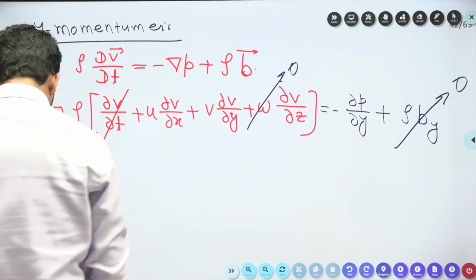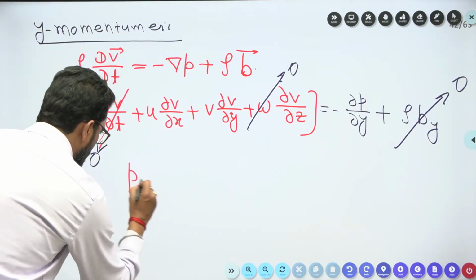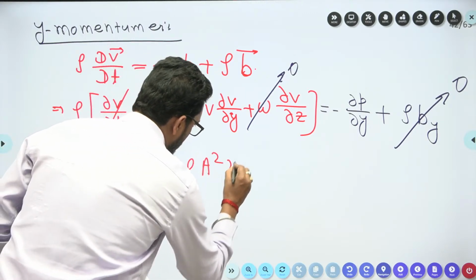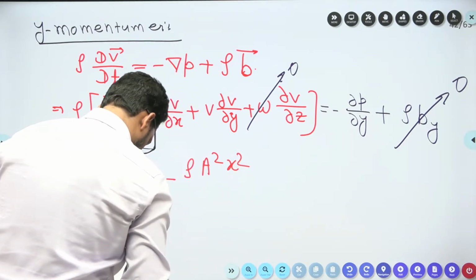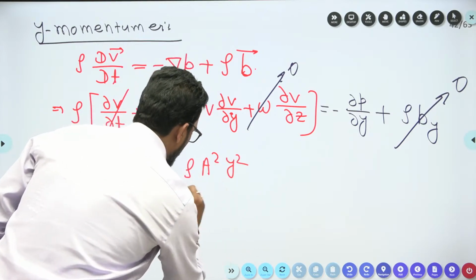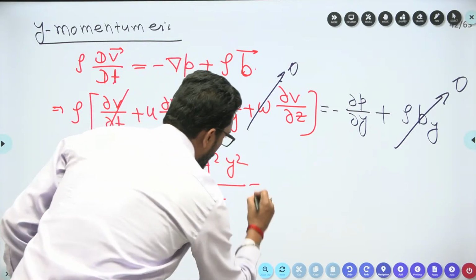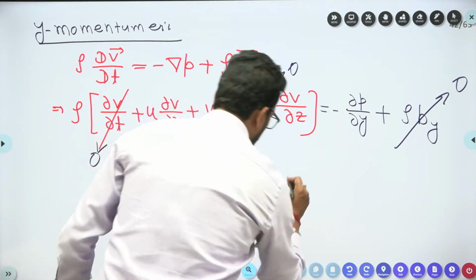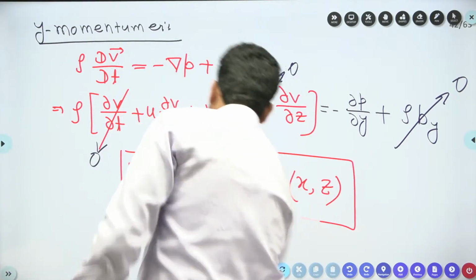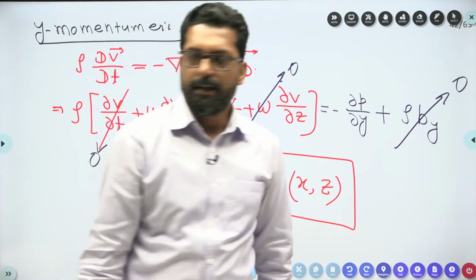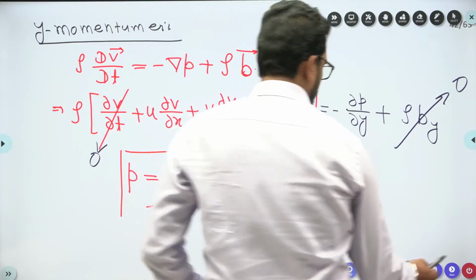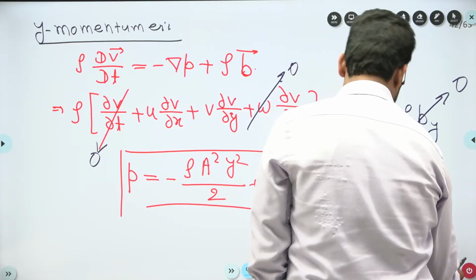Now we put all these values, and from here you can get the pressure along the y-axis: minus rho a square y square divided by 2 plus f2(x, z). This is the pressure along the y-axis. Now we can find the pressure along the z-axis.